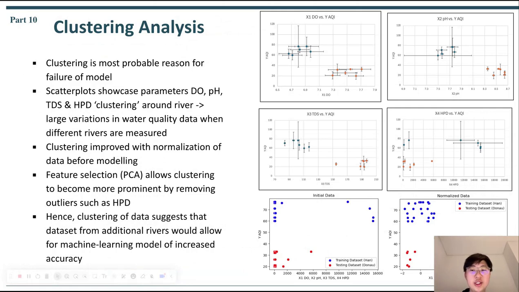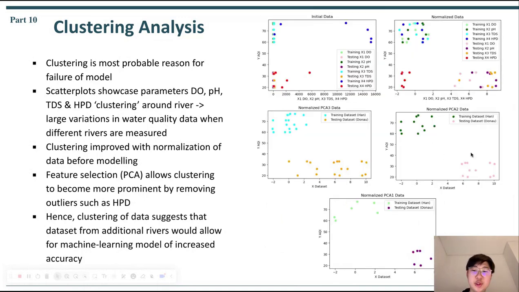To analyze why the model had failed, a clustering analysis was conducted where a scatter plot was drawn and clusters were attempted to be identified. It showed that the Han River, which was used for the testing set, and the Donau River for the training set, were of different clusters. So when only training the model with one, it would obviously provide different predictions than the actual testing set, which was of a different cluster. This clustering became especially prominent when a PCA was applied as a dimensionality reduction technique.